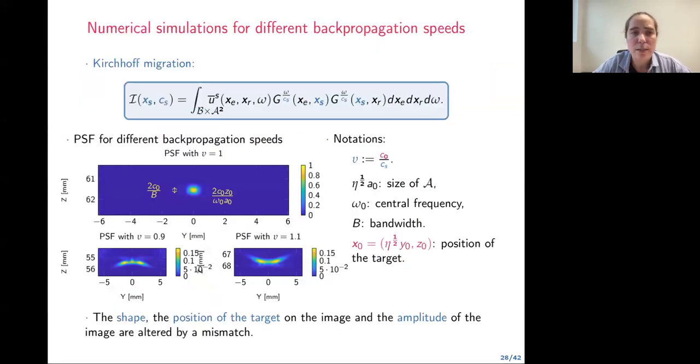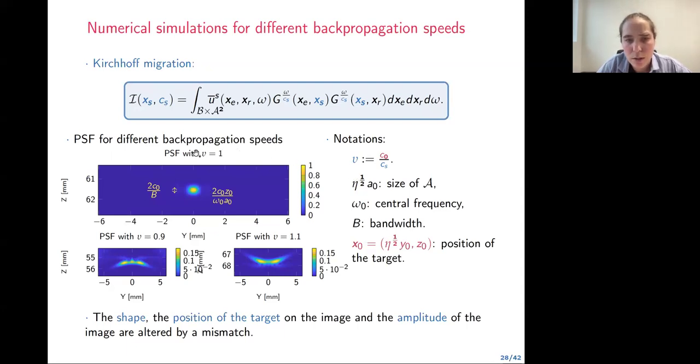And so first, let us do some numerical simulations. I recall here the imaging function. If you want to compute your image at point xs in your medium with backpropagation speed cs, you do as such. You backpropagate your data, so your measurement of the scattered field, with the Green function with speed cs. Okay, so here I plotted the PSF, so just the imaging function, for different cs.